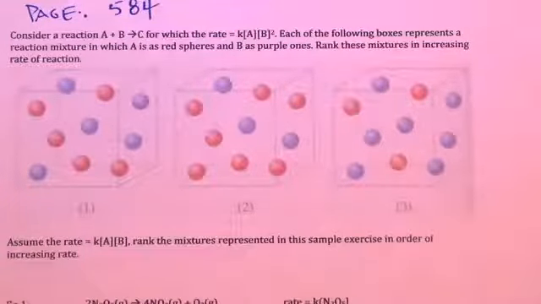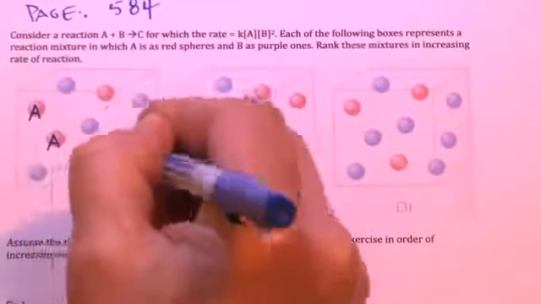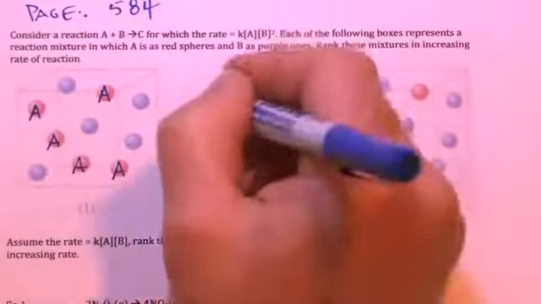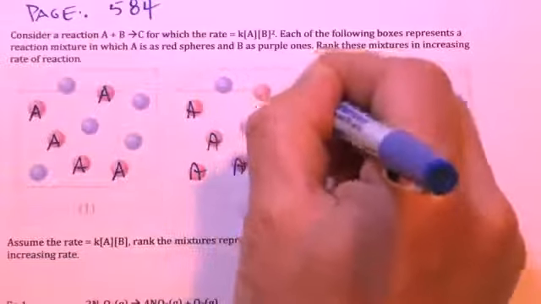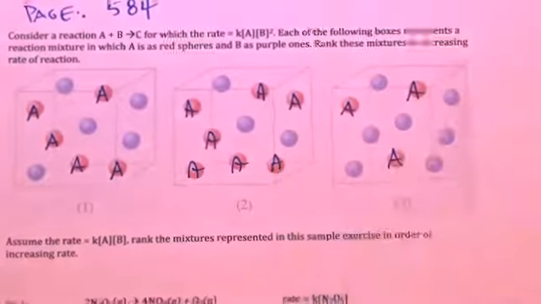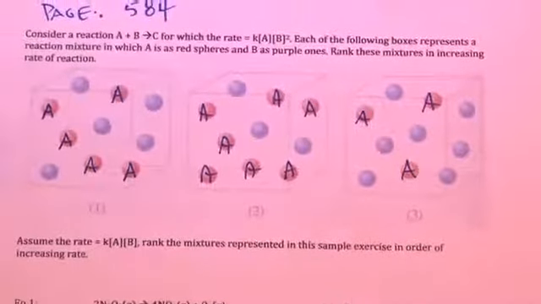Each of the following boxes represents a reaction mixture in which A is red spheres. I'll just label these A here in case you want to label yours as well, because yours probably aren't in color, and B is purple ones. So I'll label all the A ones here that are red, and you can go ahead and label them on your document as well. And it says, rank these mixtures in increasing rates of reaction.